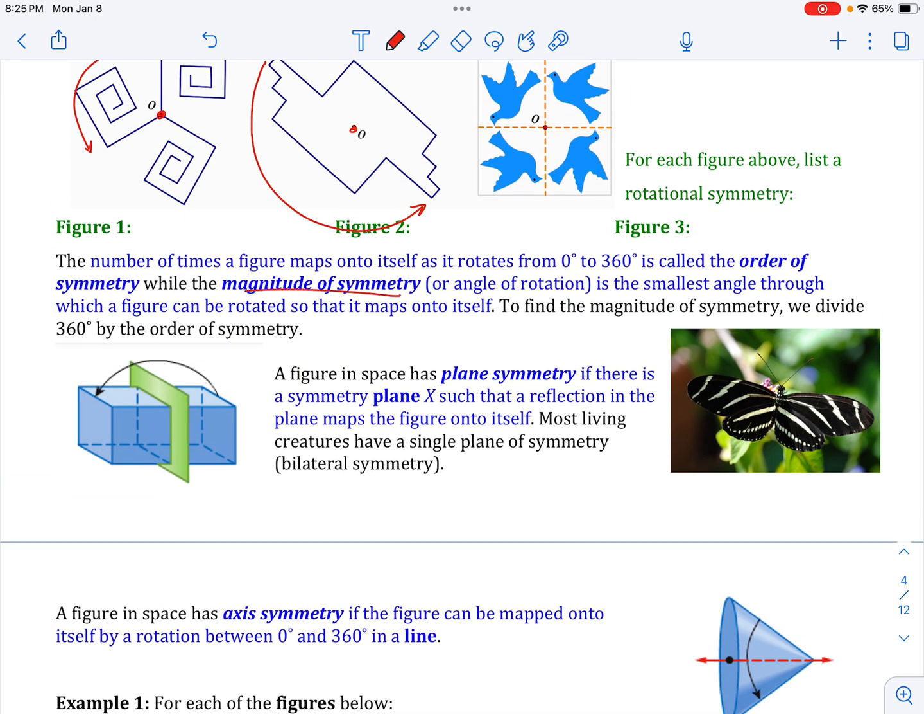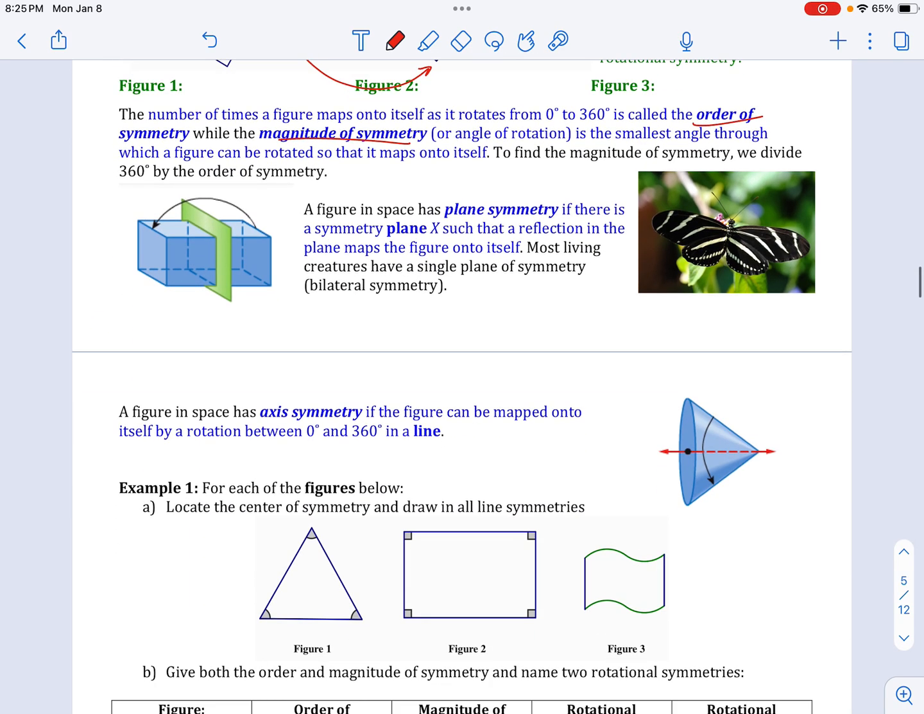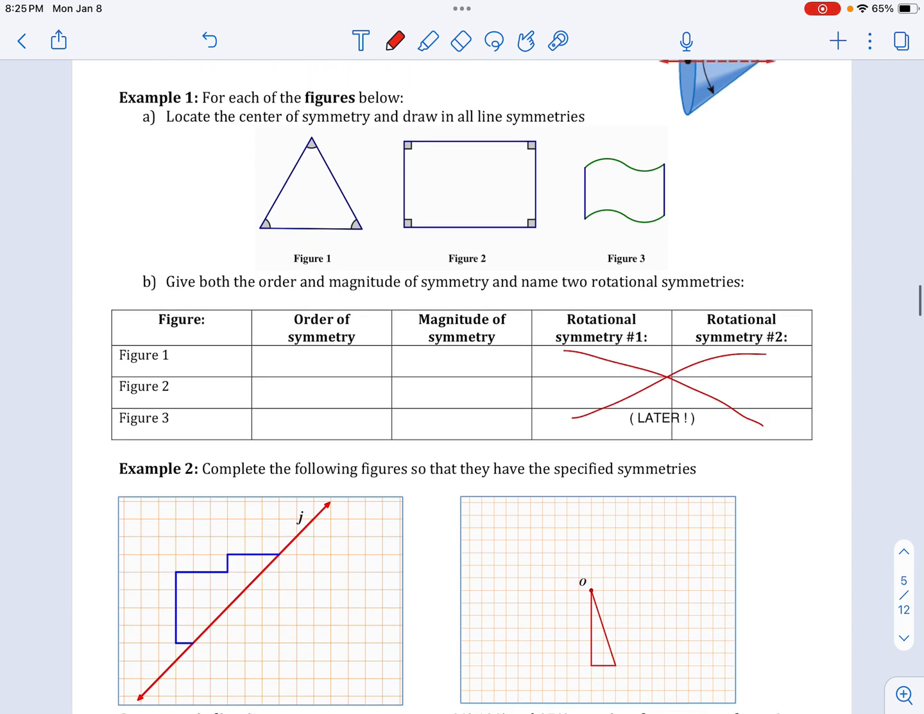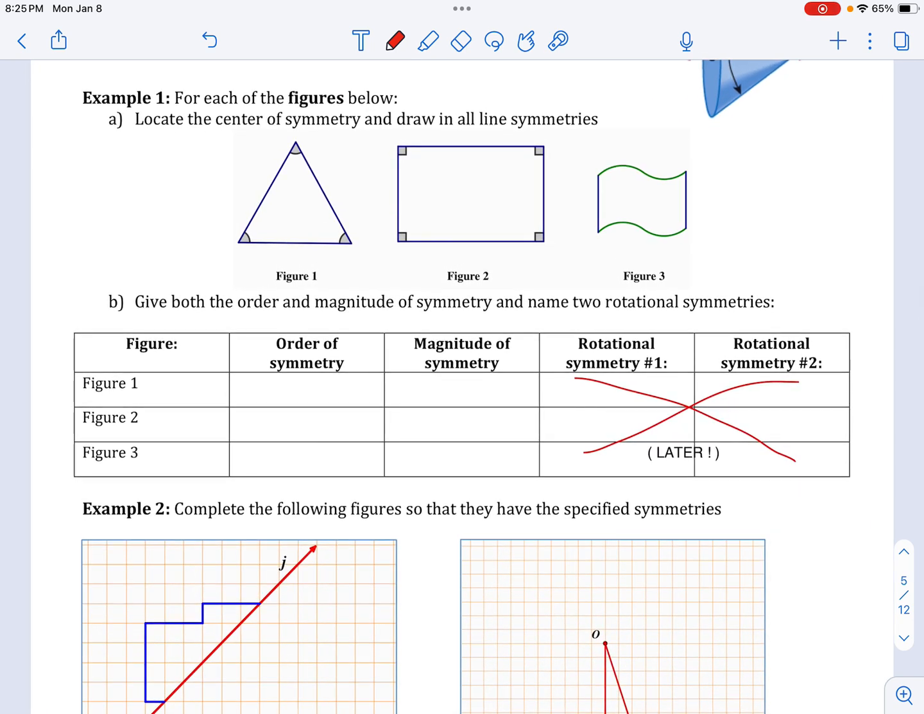What I skipped past a little bit here is magnitude of symmetry and order of symmetry. You can read that paragraph, but let's just go down to the box down here. This is where people really get into it. So figure 1 here, we would guess, and again, right now it's just a guess, that would be the center of the order of symmetry.